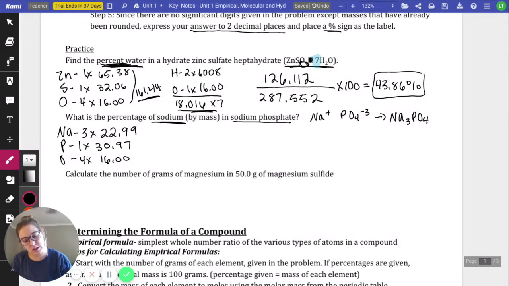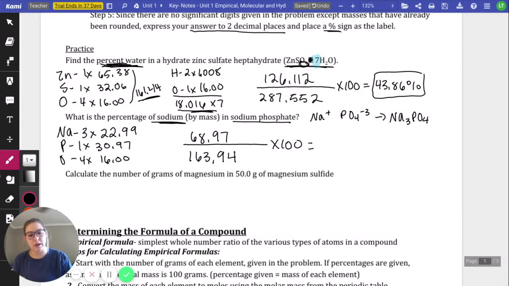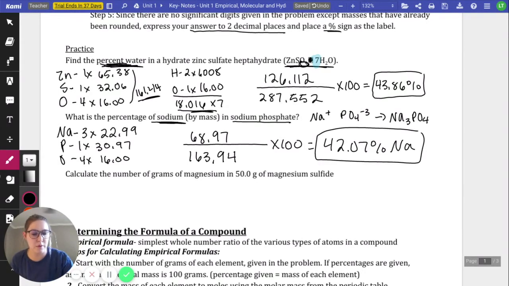All right. Add those all up, and we get our total molar mass to be 163.94. All right, and then we want to know of sodium. So 3 sodiums times 22.99 gives us 68.97 times 100. Plug it into your calculator, and I got 42.07% sodium. Obviously, that top one would be percent water if you wanted to write that.